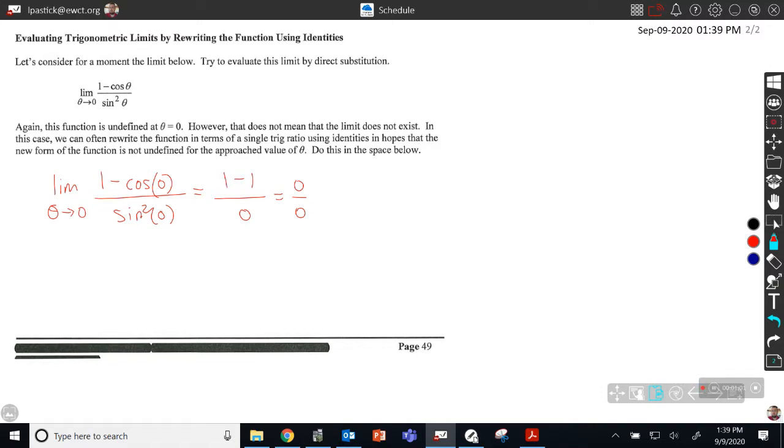So that's always the first step, and now it doesn't mean that the limit doesn't exist. We got to try rewriting it. So we got to go back in our brain cells, and hopefully you guys did some of this in the past, but you got to go back to the knowledge of trigonometric identities. So there was one that looked like this.